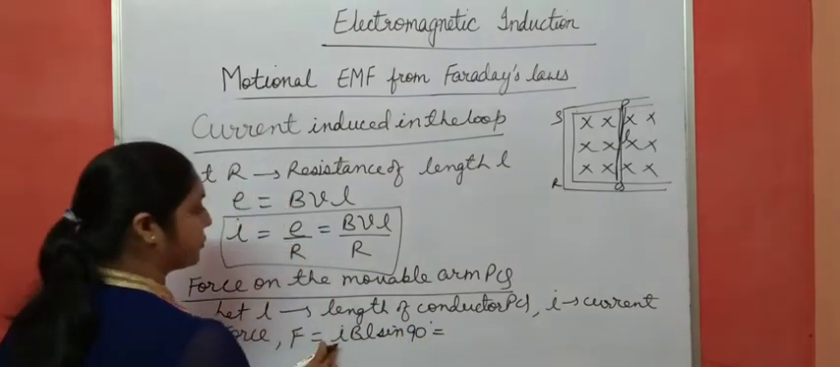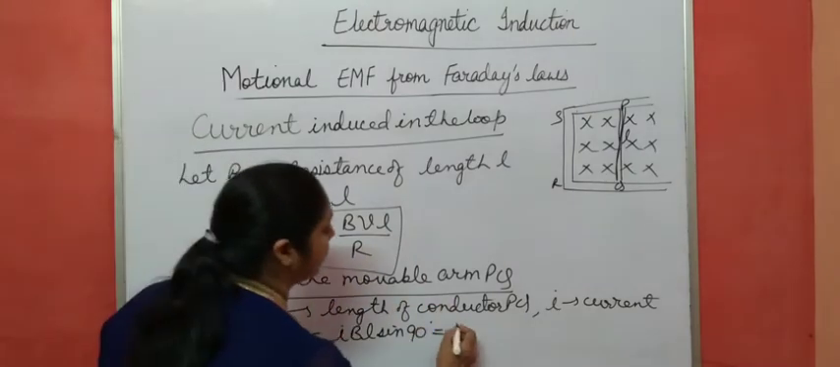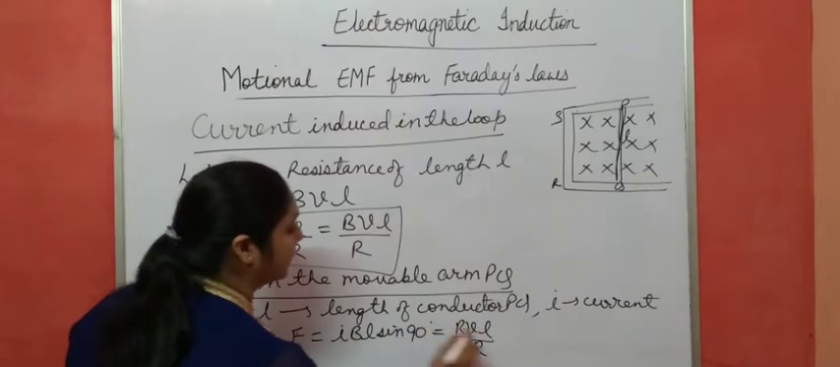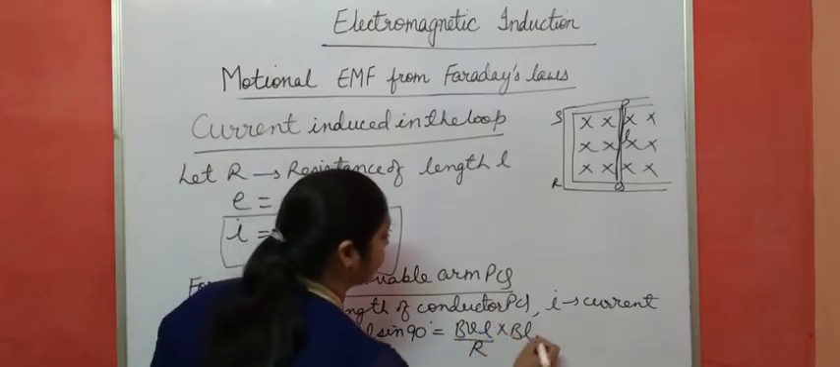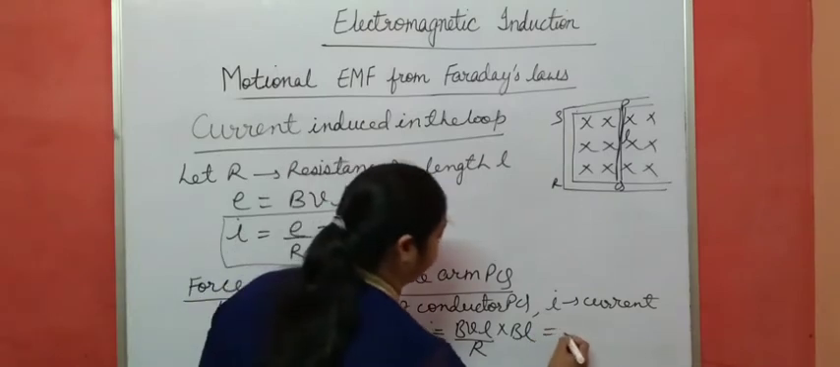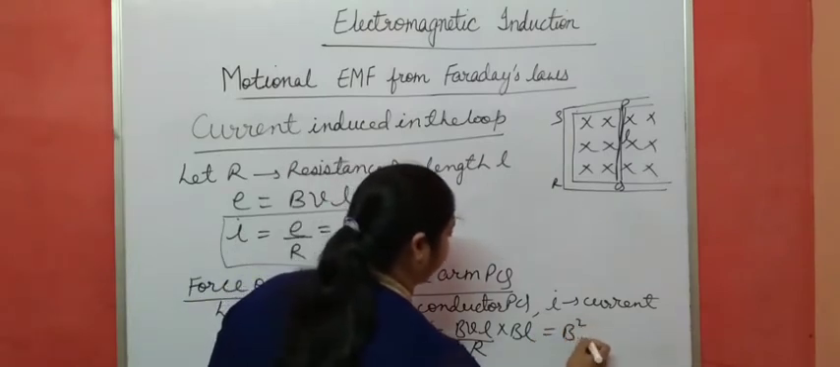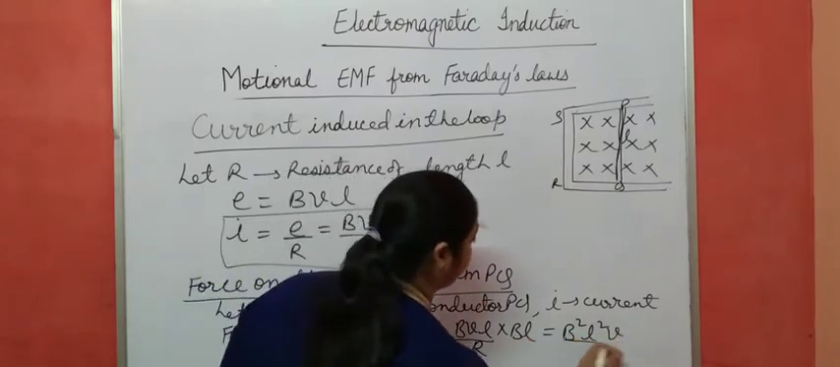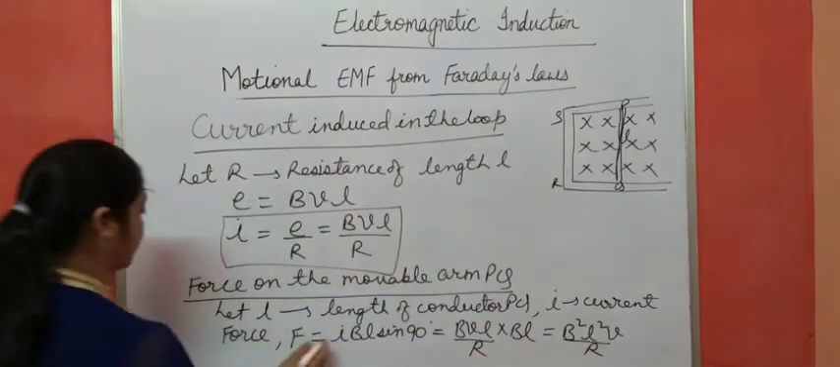What is the expression for I? I is B V L by R. Into B L sin 90, which becomes 1. So this force becomes B square L square V by R. This is the expression for force.